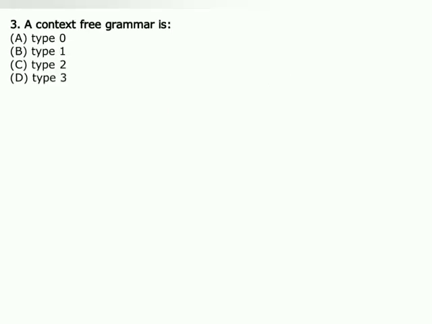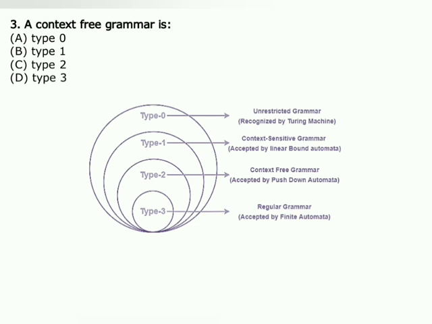Next, a context-free grammar is a type 2 grammar that generates the context-free language. From the given diagram, type 0 supports the unrestricted grammar, recognized by Turing machine, type 1 supports the context-sensitive grammar accepted by the linear bounded automata, and type 2 is a context-free grammar accepted by pushdown automata. So type 2 is the correct one.